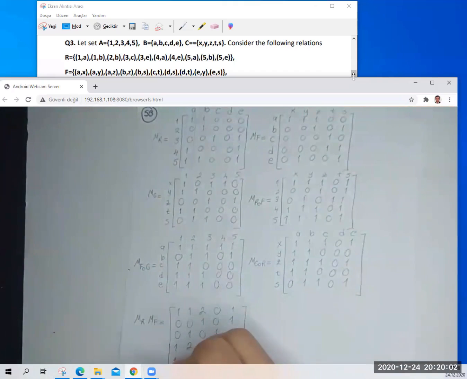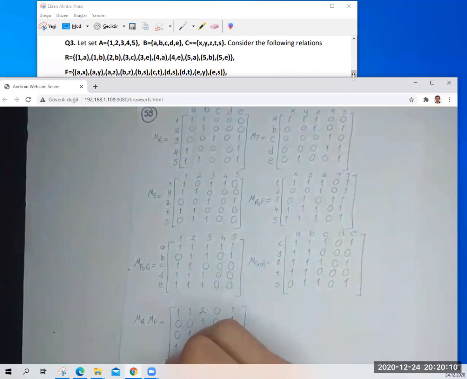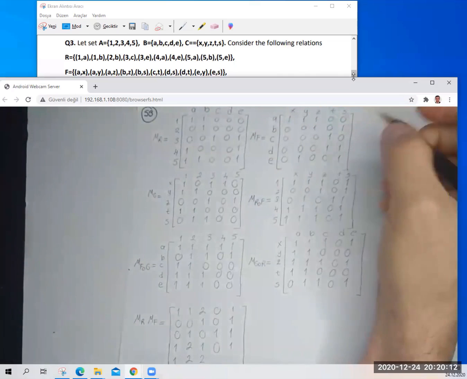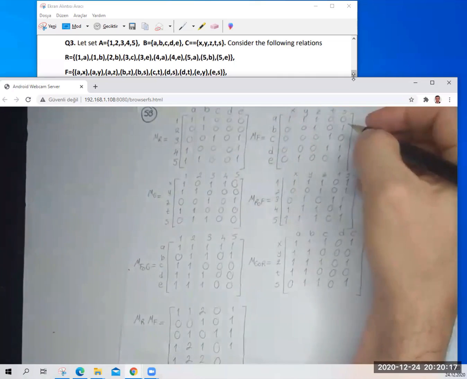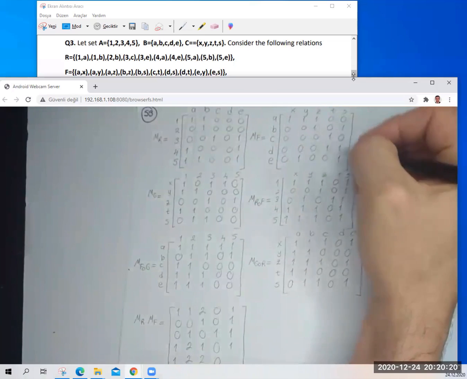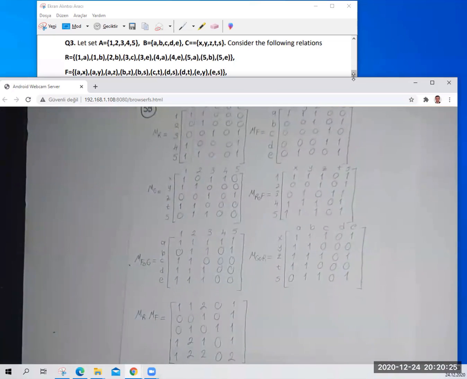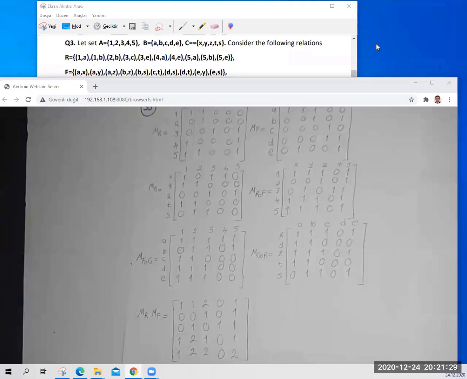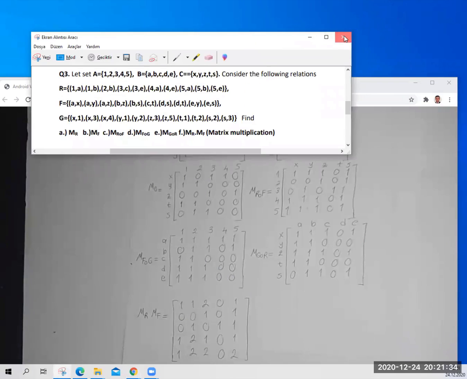1, 1, 1, 2, 1, 1. It's going to be 2 again. Okay, 0, 0, 1, 1, 0, 0, 0, 1, 1, and 2. So this is the multiplication of relation matrix R and F. Okay, let's look at the last question.